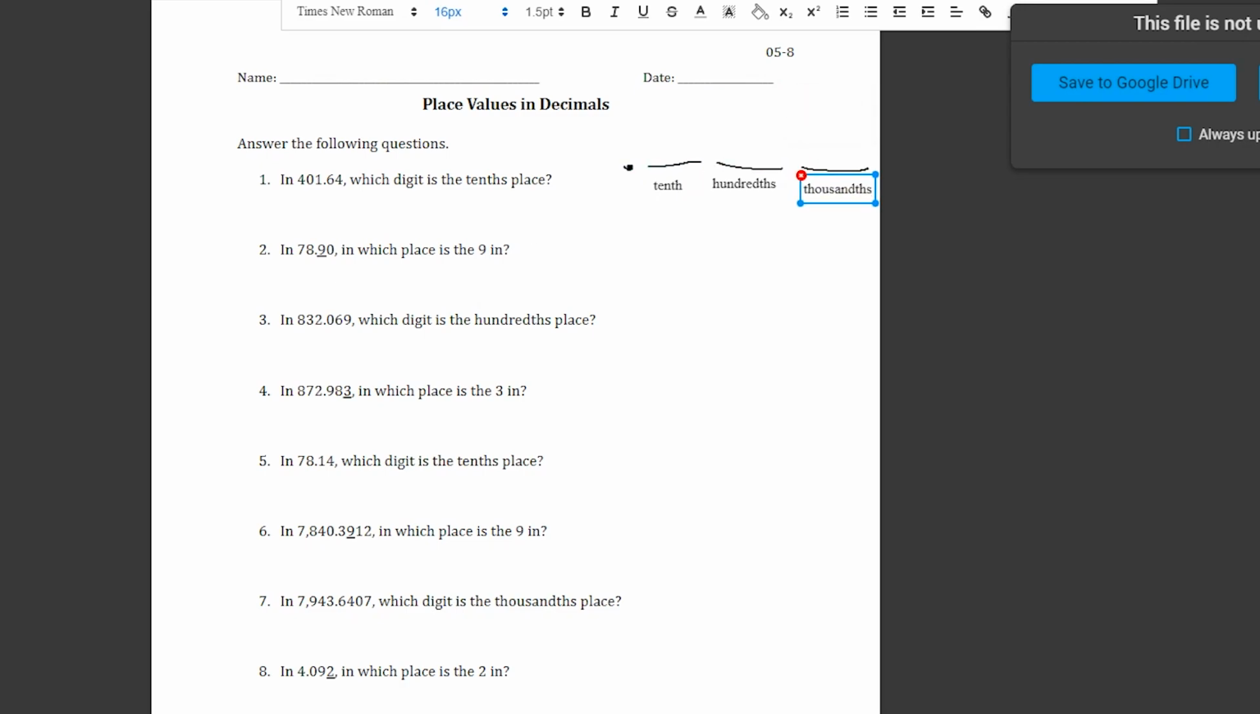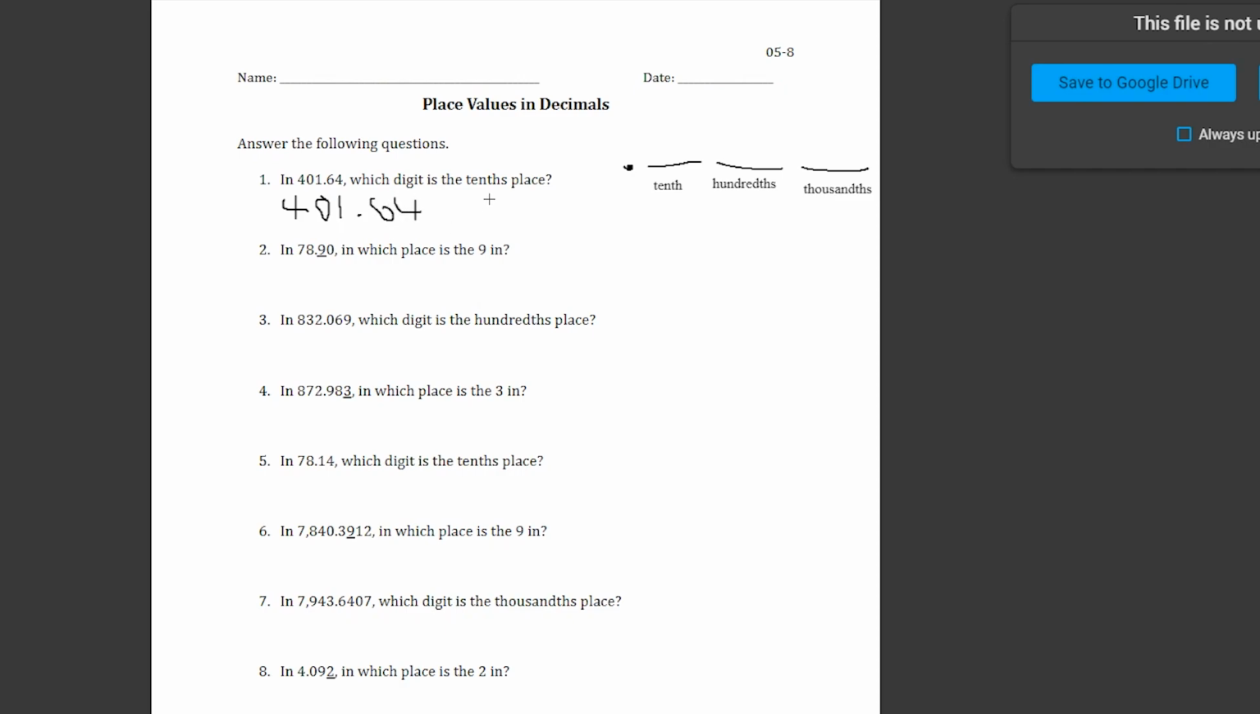For number one, we are asked in 401.64, which digit is in the tenth place? I'm just going to write this number out to make it bigger. If we look to the right of the decimal point, we're looking at the tenth place, and that is only one digit over. So we go one number to the right, and it is 6. So for number 1, 6 is in the tenth place.